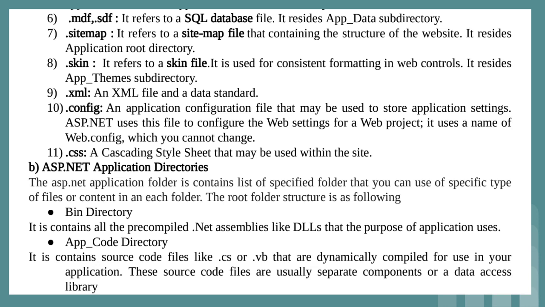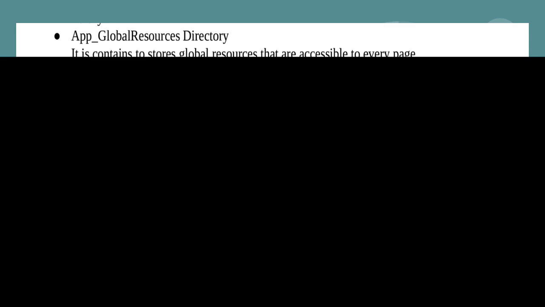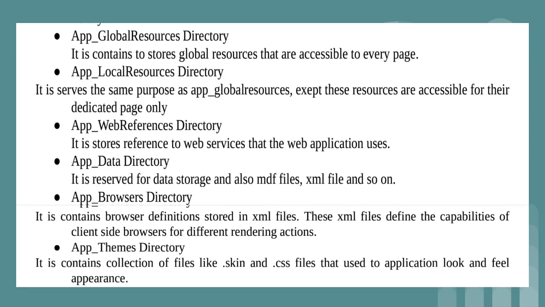After that we have the App_Code directory. Basically this folder contains source code, like .cs and .vb files, which are automatically saved inside the App_Code directory. Then the next one is the App_GlobalResources directory. It stores global resources that are accessible to every page. Means if we want some images to be accessible for all the pages, then in that situation we can store those images inside App_GlobalResources, so that for each and every page that image will be available.